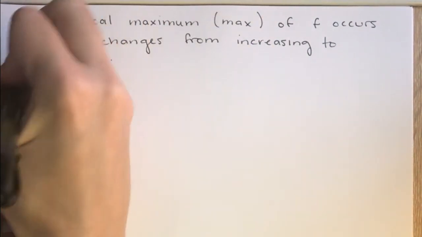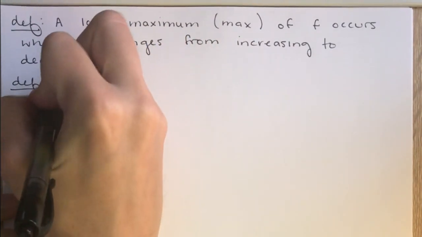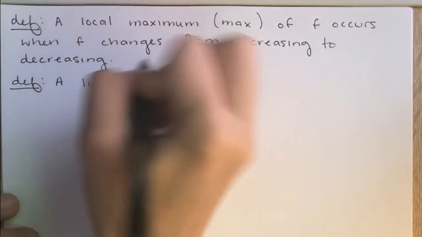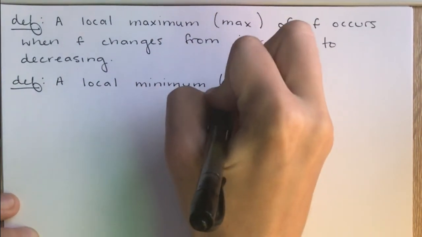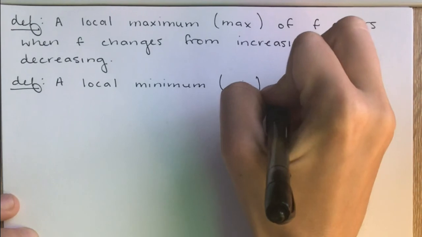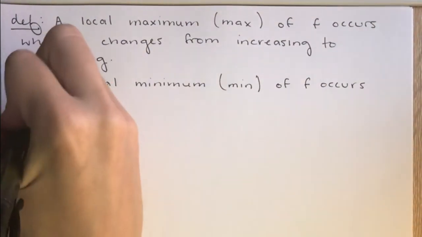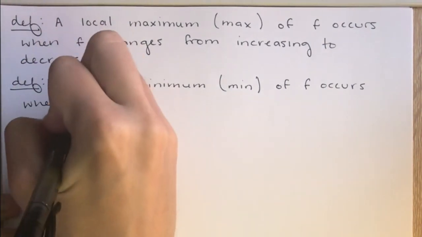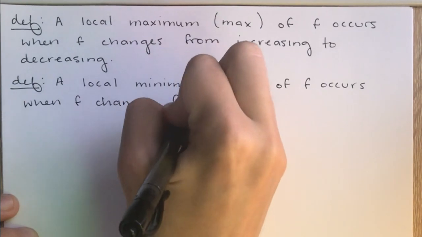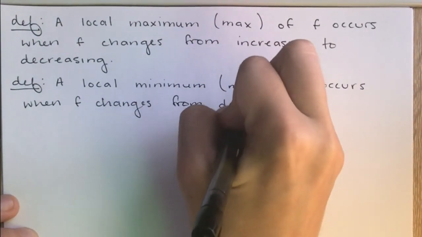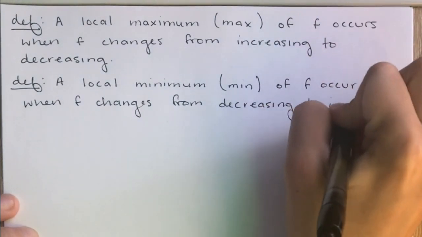Again, we'll look at this in just a second. Let me get down the second definition. A local minimum, min for short, of f occurs when f changes from decreasing to increasing.